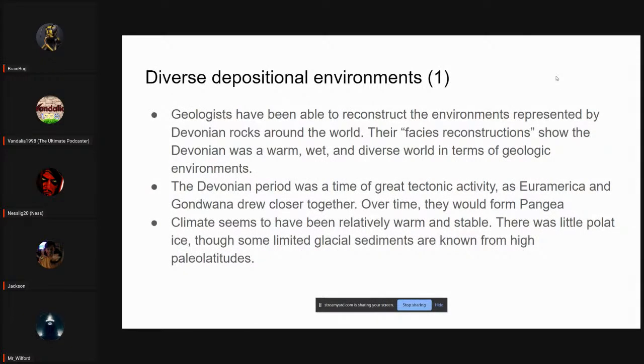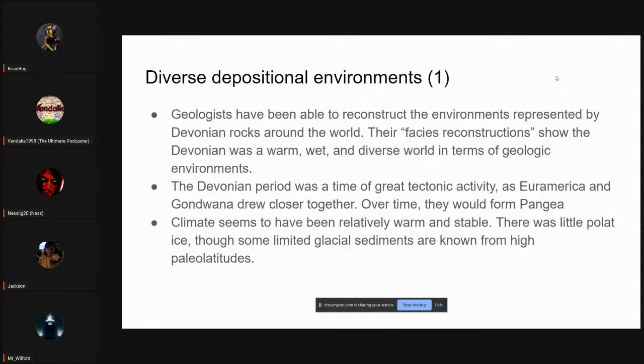So the Devonian was known for having very diverse depositional environments. This was actually where you start to see geologic depositional environments get a lot more varied, in part owing to the development of plants, which I'll talk about in a bit. But through what we call facies reconstructions, our general interpretation of the Devonian was that it was pretty warm, wet, and a diverse world, but it was also pretty stable. Aside from a period of great tectonic activity, as Euramerica and Gondwana drew closer together, which would later in geologic history eventually form Pangaea.